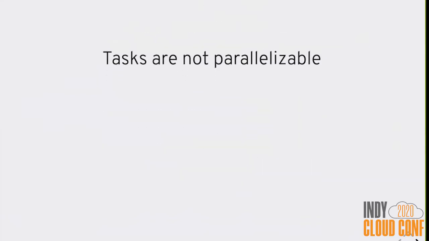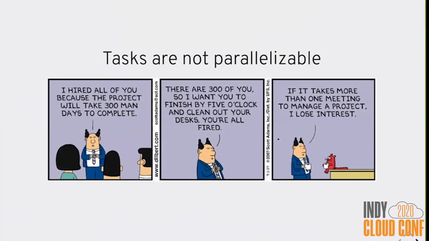Part of the problem is that tasks are not parallelizable. This is a Dilbert, this is a management talk, so I have to have a Dilbert reference. "I heard all of you because this project will take 300 person days to complete. So there are 300 of you. I want you finished by 5 o'clock and clean out all your desks. You're fired." This clearly is not how it actually works for many reasons. Partially, it's just the overhead of coordinating 300 people eats up most of your time.